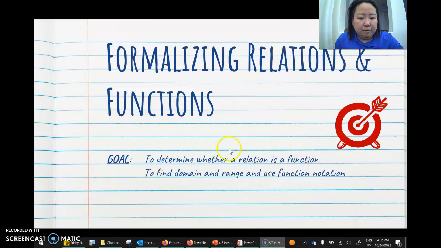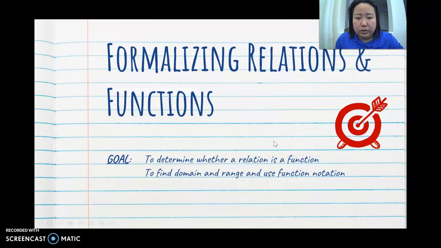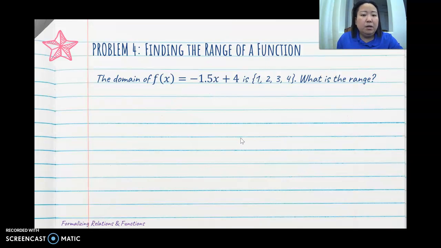So here's the last part of our lesson on formalizing relations and functions. This time, we will be finding the range of a function where the set of domain values is given to us and the function rule is given to us, so we have to identify the range. The nice thing about this is that it's technically easy, because all you need to do is replace your input variable by each of the domain values.